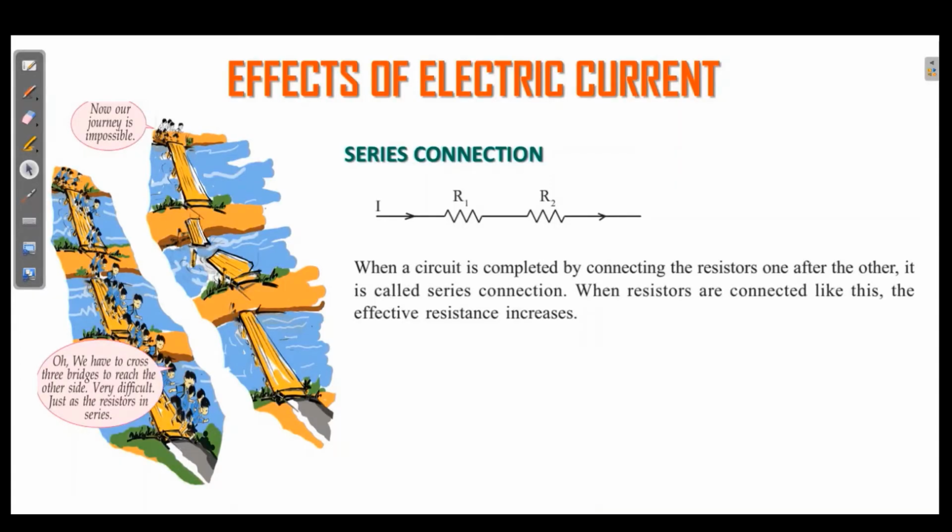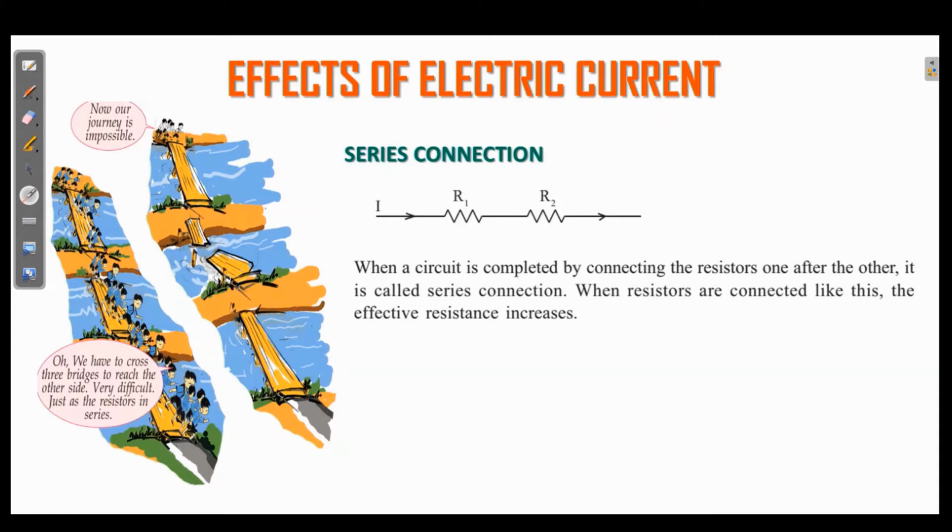Here, two resistors R1 and R2 are connected in series. In series means when a circuit is completed by connecting the resistors one after another, it is called series connection. When resistors are connected like this, the effective resistance increases. Just look at the diagram or image you placed on the screen. On both sides, there are some bridges, and they are connected in series.